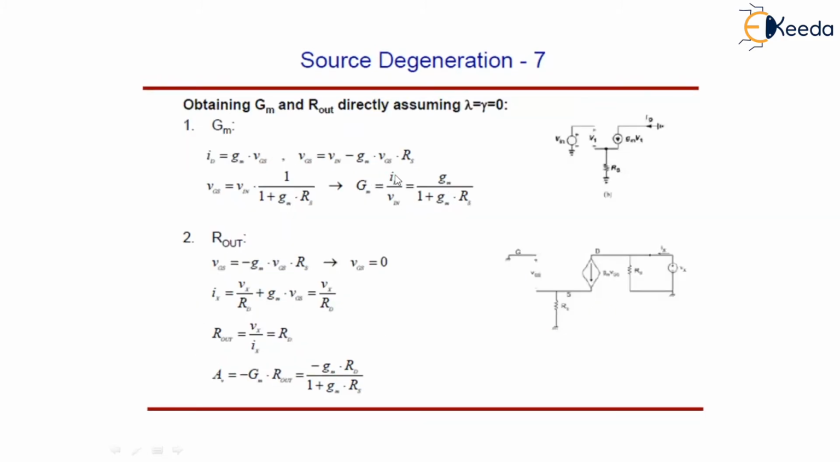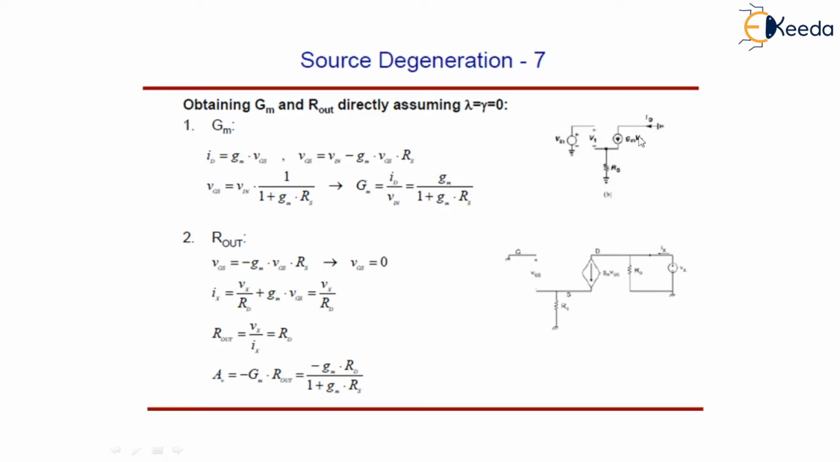Again, we will try to directly calculate the equivalent transconductance of the circuit and output impedance by directly assuming that body effect and channel length effect are neglected. We will not be putting limits or reducing those equations we have already calculated. We will directly calculate them using the small signal model. So this is again very simple. We just draw this diagram here for the equivalent transconductance. I have already stated this before.